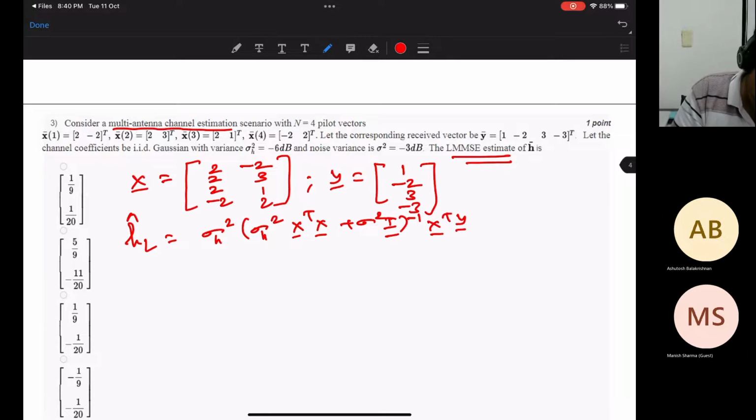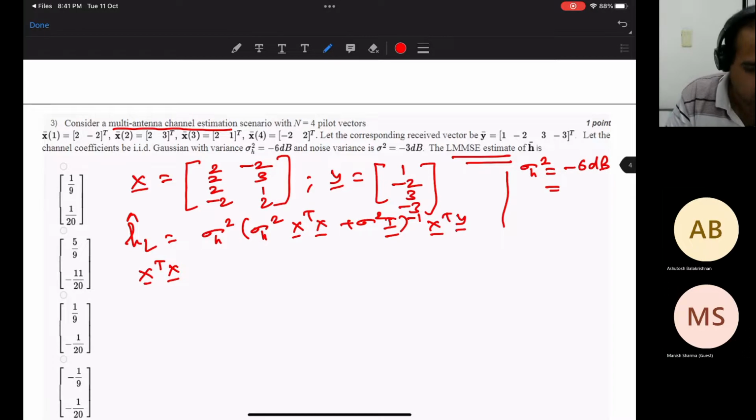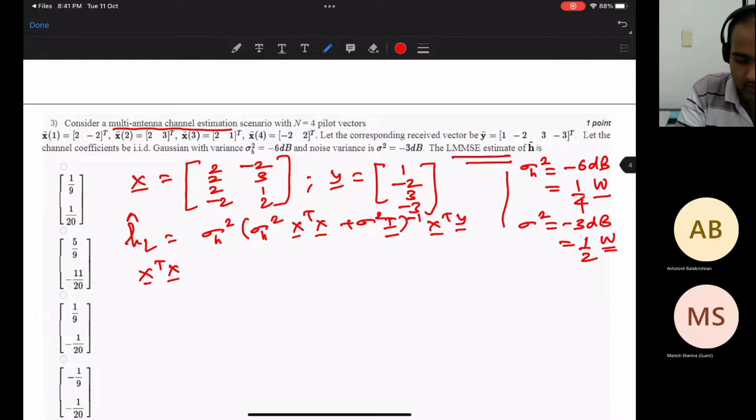First let me do x transpose x. But before that, sigma h square is minus 6 dB, and this is equivalent to 1 by 4 in watts. I think you know how to convert dB to watts. Similarly, sigma square is given as minus 3 dB, and this is basically half. You can use a calculator to do these conversions.